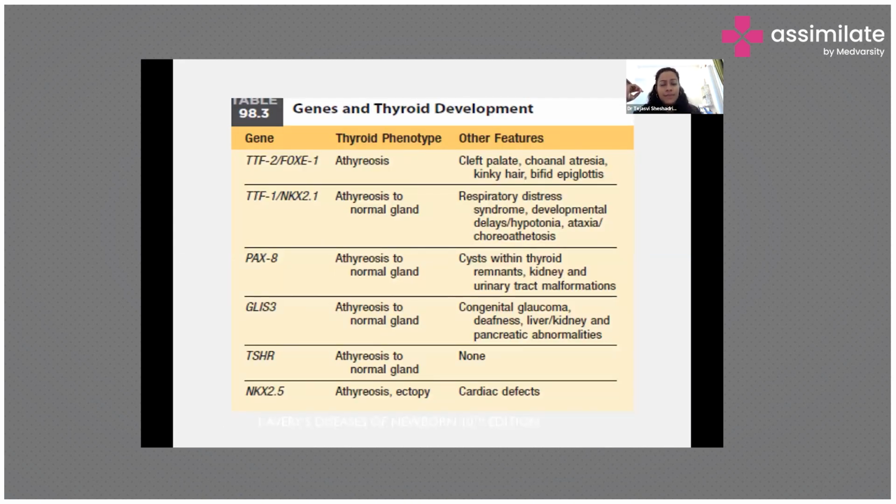There are some genes which are very important for thyroid development. The most important are thyroid transcription factor 1 and thyroid transcription factor 2. These are the two most important. Apart from that, we also have PAX8 and GLIS3, which are not as important, but they can cause congenital hypothyroidism associated with multiple other anomalies. If you have a child with congenital hypothyroidism, we can do a genetic test, and these genes might be detected.